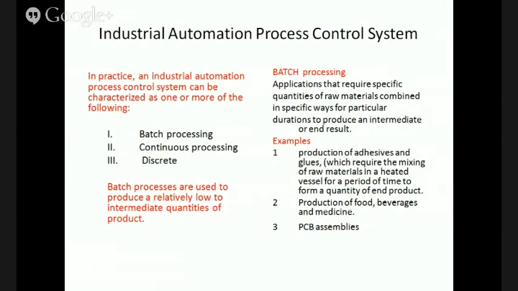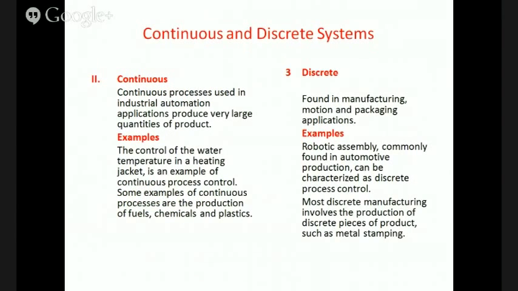In continuous and discrete systems, continuous processes used in industrial automation applications produce very large quantities of product. When there is a very large quantity of product to be produced, then continuous process is required. Examples: the control of the water temperature in a heating jacket is an example of continuous process control. Some other examples of continuous process are the production of fuels, chemicals, plastics.